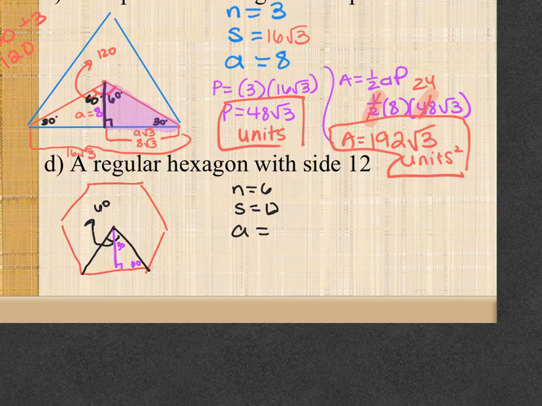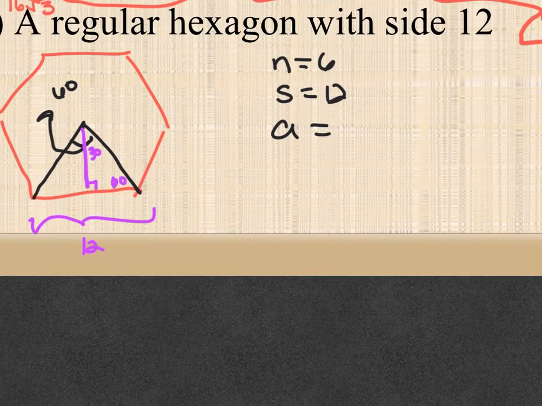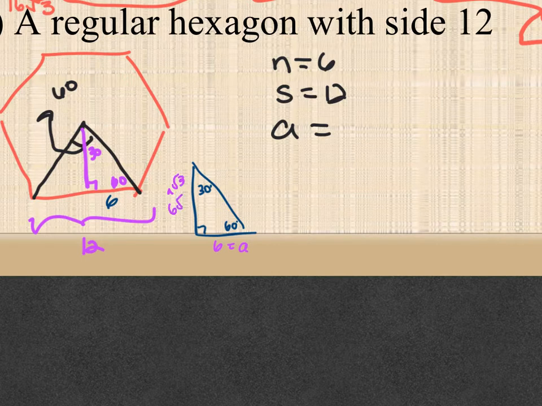This time the side length is 12. How does that impact that small triangle? Good. I got to cut it in half so that this would be 6. So in my special right triangle where it's 30, 60, 90, this is 6, which means that's the A. I don't need the radius, but I need the apothem, which would be A root 3 or 6 root 3.